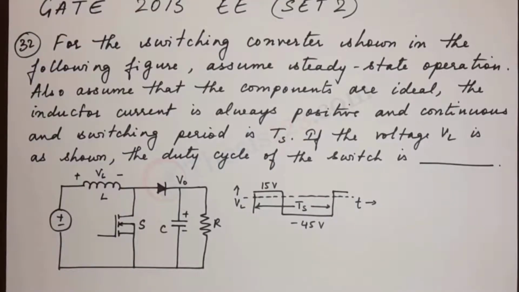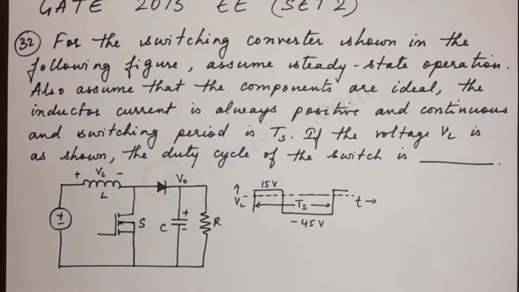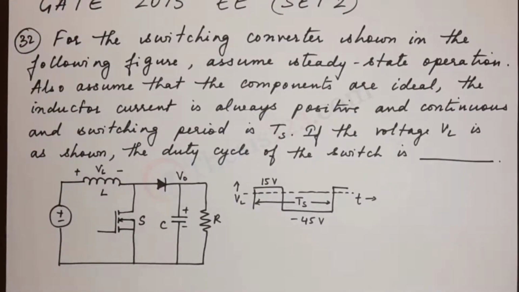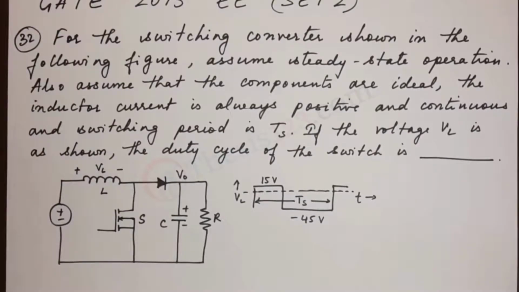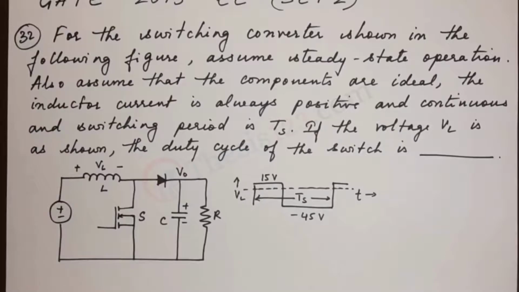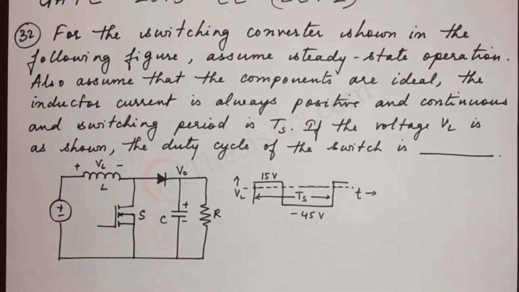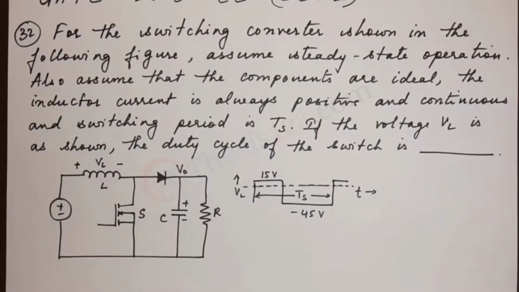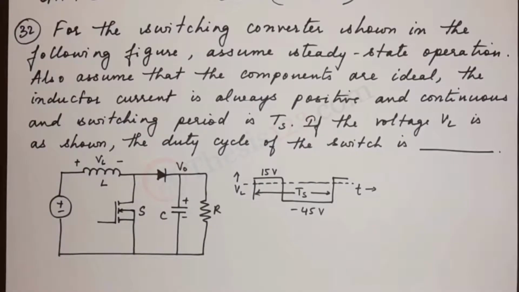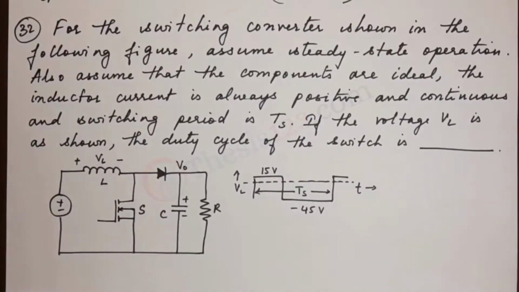Here's the next question, number 32. For the switching converter shown in the following figure, assume steady state operation. Also assume that the components are ideal, the inductor current is always positive and continuous, and the switching period is Ts. If the voltage VL is as shown, the duty cycle of the switch is dash.